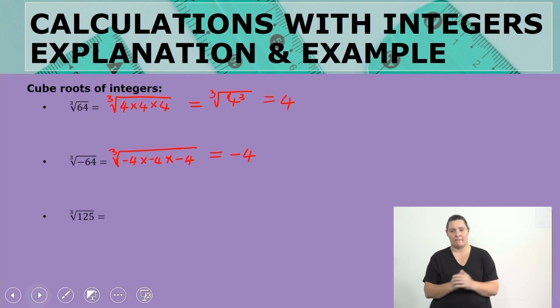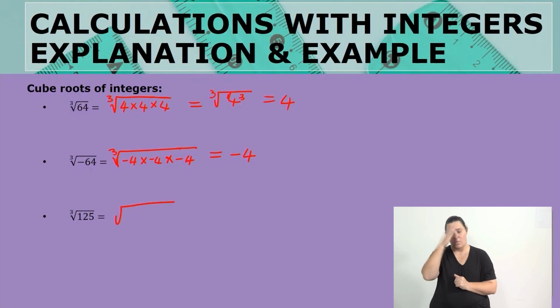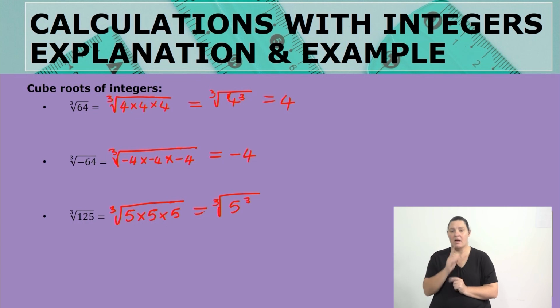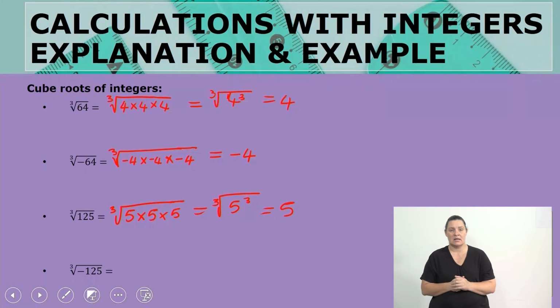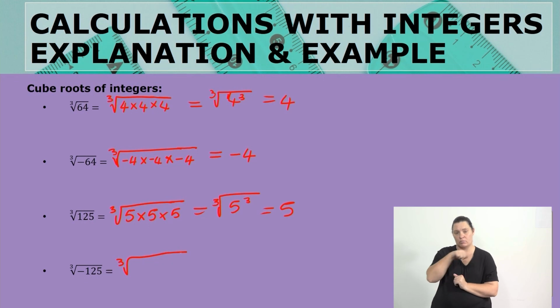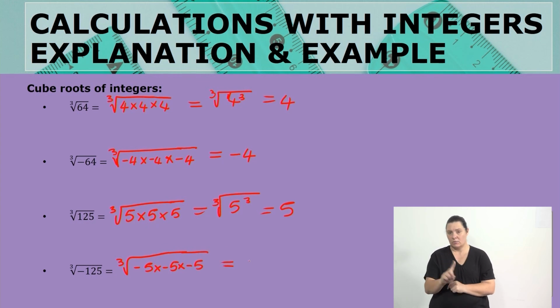Let's move on to the next one. We have there the cube root of 125. So we know that 125 comes from 5 multiplied by 5 multiplied by 5. That is the cube root of 5 cubed, and our answer there is going to be 5. And the next one is the cube root of a negative 125. That is the cube root of negative 5 multiplied by negative 5 multiplied by a negative 5. And our answer there is a negative 5.